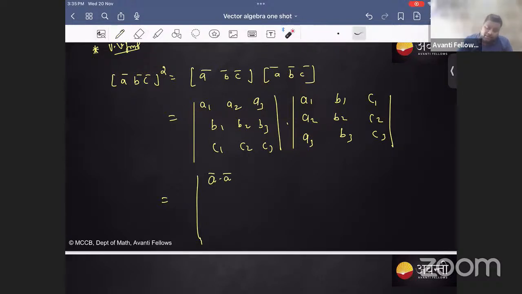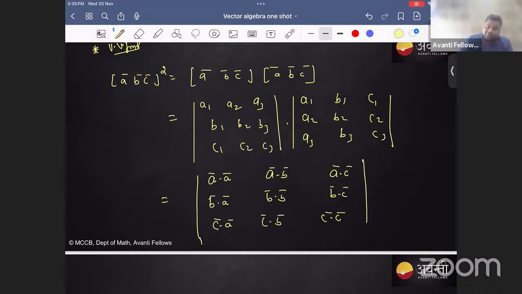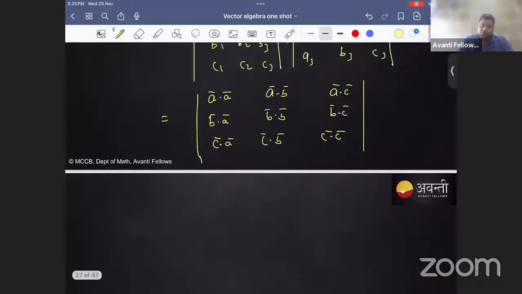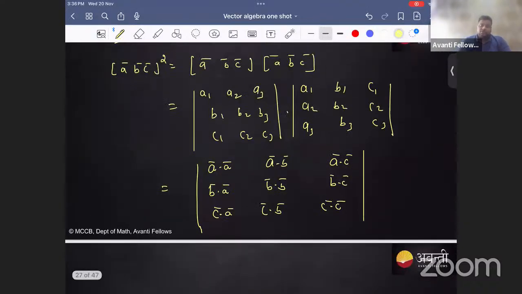Correct? Now you multiply this with this. This will be A dot B. Then A dot C. Then B dot A, B dot B, B dot C. And then C dot A, C dot B, C dot C. Got it? So this is actually important. Okay, one more thing to remember this. Have a look.